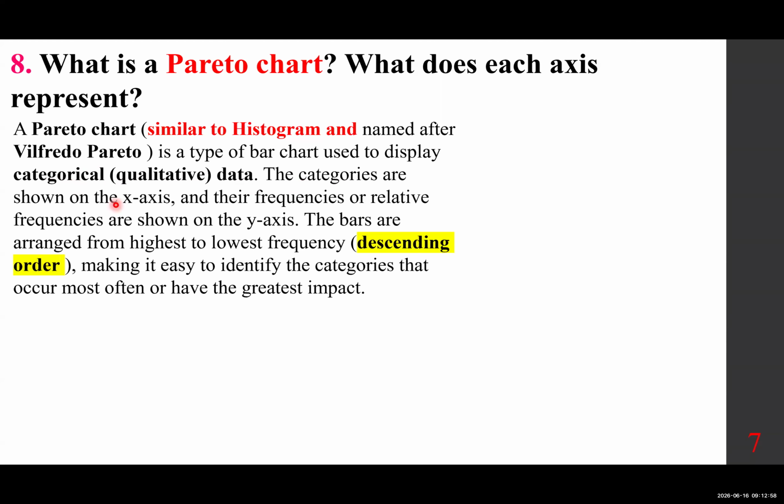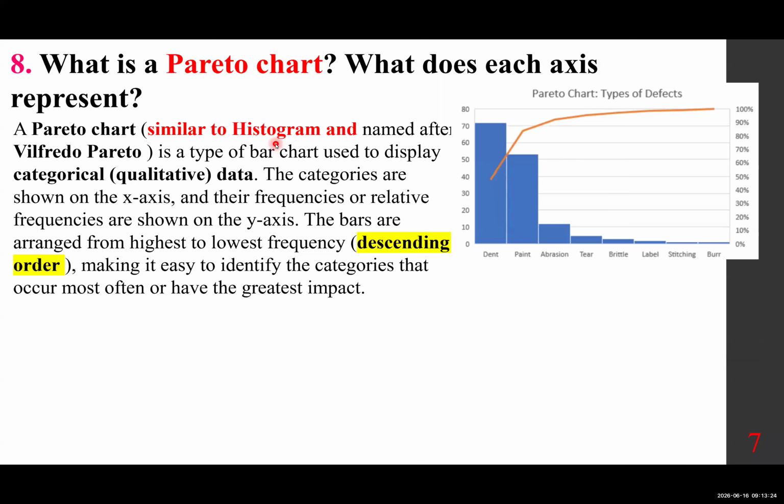The categories are shown on the x-axis, the horizontal axis, and their frequencies or relative frequencies are along the y-axis, okay? The bars are arranged from highest to lowest frequency, in other words, in descending order, making it easy to identify the categories that occur most often or have the greatest impact. Since I mentioned histogram, let's discuss that also. So this is an example of a Pareto chart.